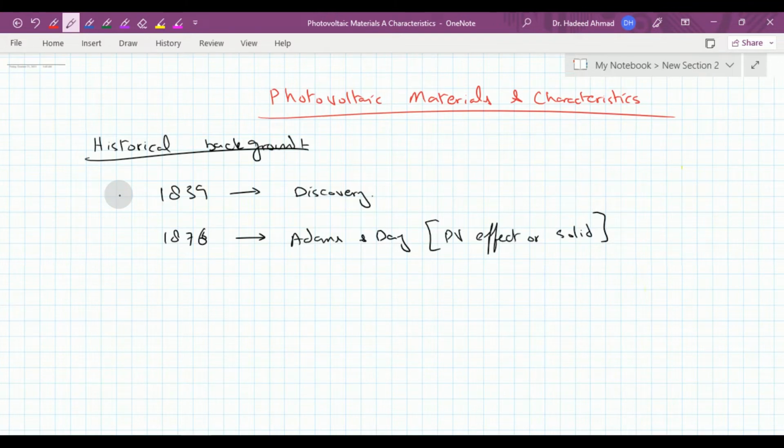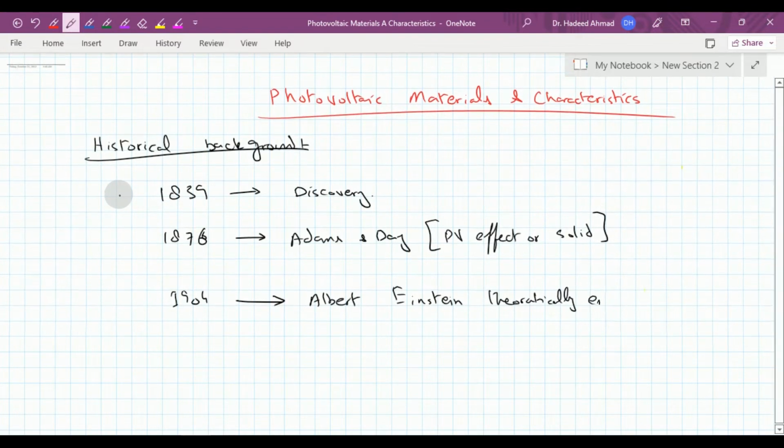Then in 1904, the most famous scientist known, Albert Einstein, theoretically explained the PV effect. Against that discovery, he was awarded the Nobel Prize some years later in 1923. So in 1904, Albert Einstein was able to theoretically explain the PV effect.